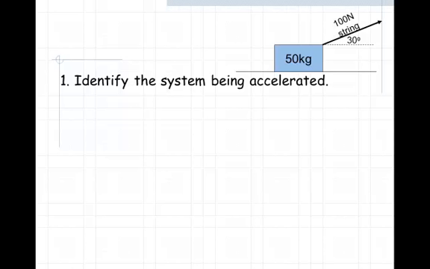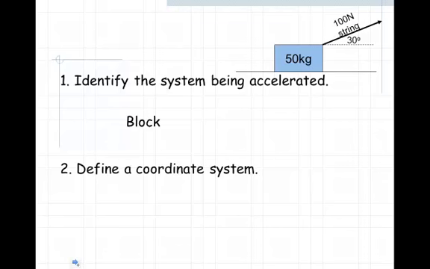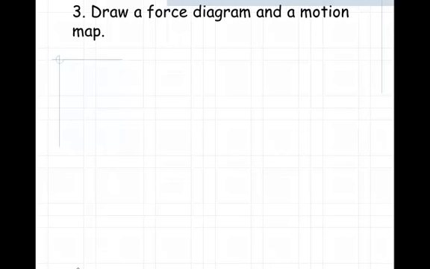First of all, we want to identify the system that's being accelerated. In this case, it is the block. We want to define the coordinate system. We'll say upward is positive and to the right is positive. We want to draw a force diagram and a motion map.